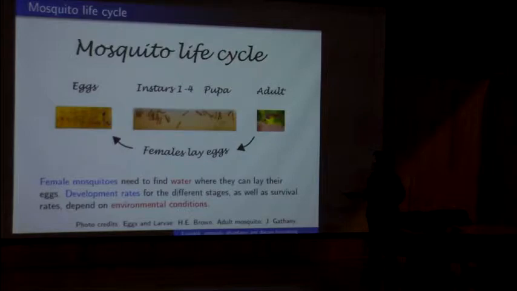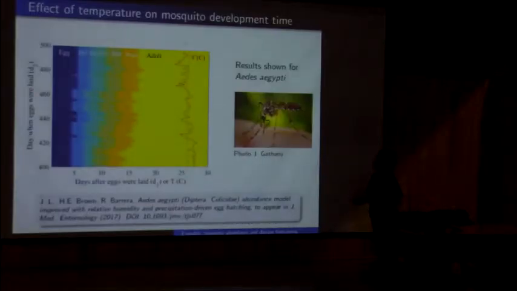So what's interesting is that the time it takes for an egg to develop to get to the first instar stage, and then for a mosquito which is in the first instar stage to go to the second instar stage, all that depends on temperature. And so I'm going to show you a picture here. So this is in Puerto Rico.